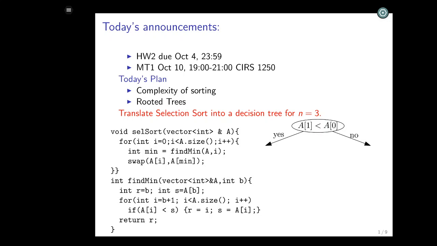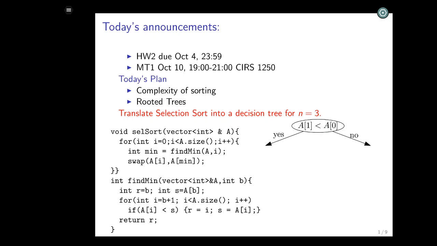We use decision trees to model comparison-based algorithms, things that are only obtaining their information about the input by comparing pieces of the input. Those are the types of sorting algorithms that we were talking about before, all the ones that you've seen: insertion sort, selection sort, merge sort. They're all comparison-based sorting algorithms.